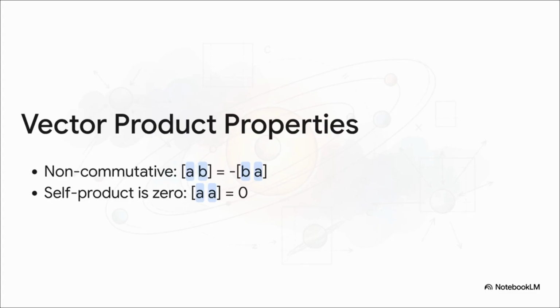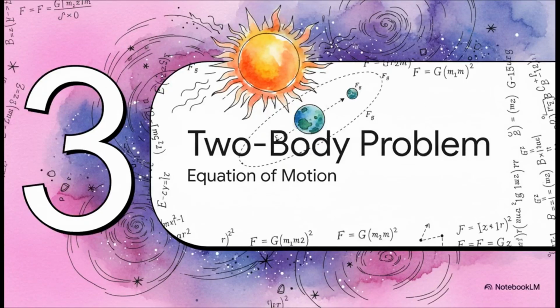There are two properties of the vector product that are going to be absolutely crucial for our proof. First, the order matters. It's non-commutative. So A cross B is the negative of B cross A. It points in the exact opposite direction. And second, the vector product of any vector with itself is always zero. Which makes sense, right? The angle between them is zero, so the area of the parallelogram they'd form is also zero.